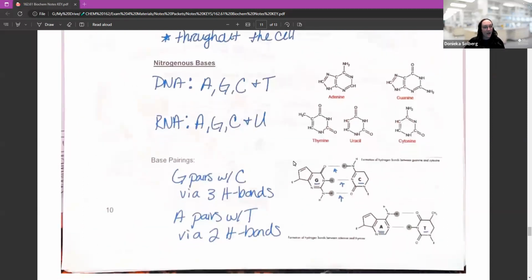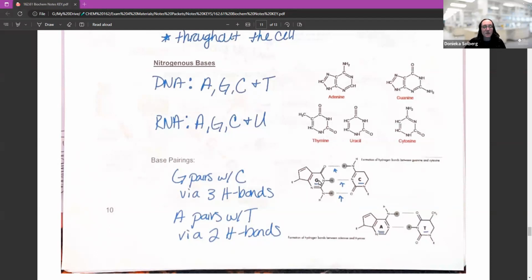Okay, so base pairings. When you think of DNA, you think of a double helix, right? One strand and another strand, they match up, and then you get your double helix. Well, what is that matching up? They're actually hydrogen bonds between the two bases. So G and C attract each other, and A and T attract each other. G and C actually have 3 hydrogen bonds, whereas A and T only make 2 hydrogen bonds.